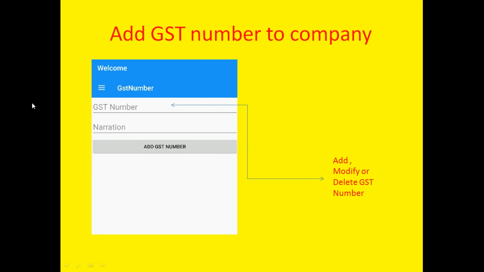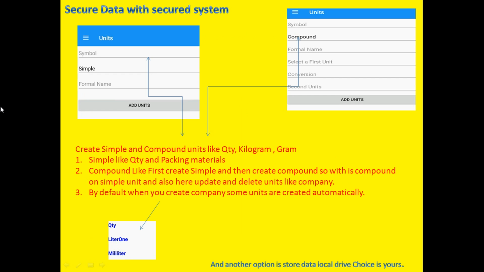Add a GST number to the company. Add, modify or delete a GST number. Create simple and compound units like quantity, kilogram, gram. Simple units are like quantity and packing materials. For compound units, first create a simple unit and then create the compound unit. So you make a compound unit from a simple unit, and here you can also update and delete units like the company.